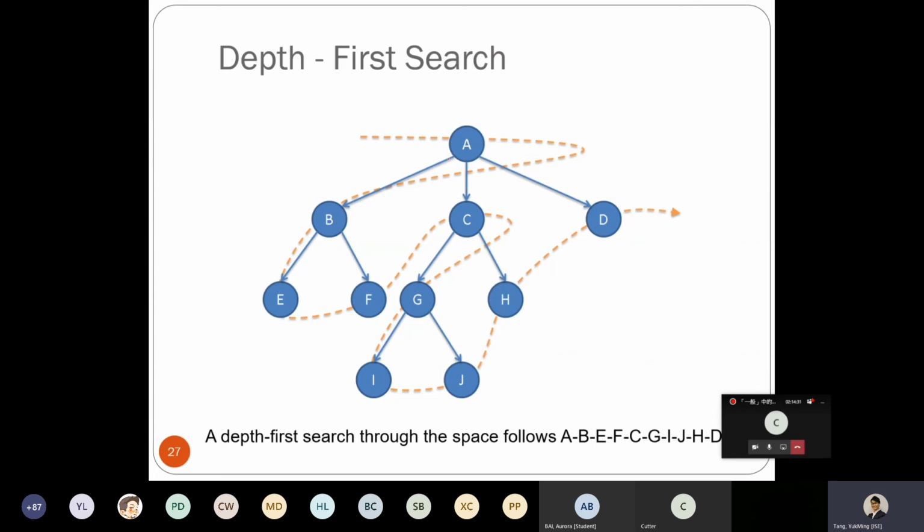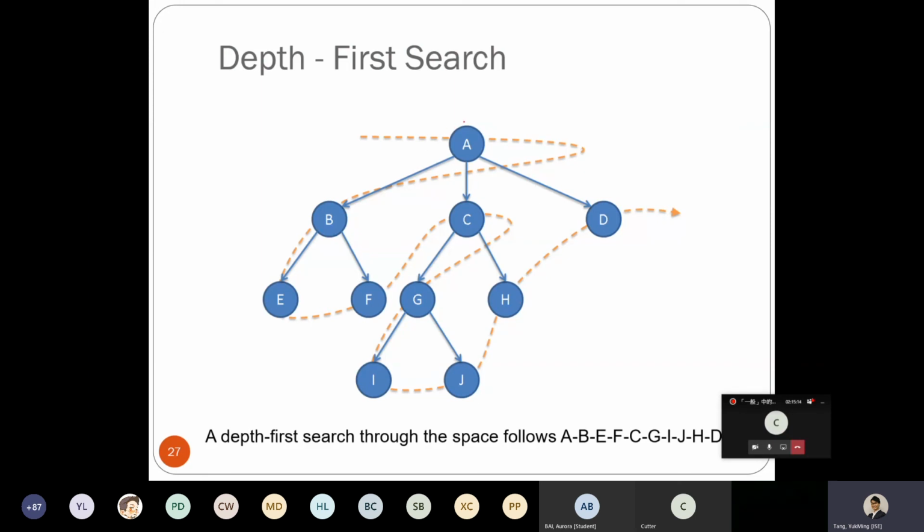For the depth first search, in order to find the answer, we start searching from left to right, and we go deeply along this direction first. That means we search from A, B, E. If there's no further path, we go back to B and then go to F. If we still cannot find the answer, we go back to A and then go to C, G, I, and then J, and then H, and D, and so on.